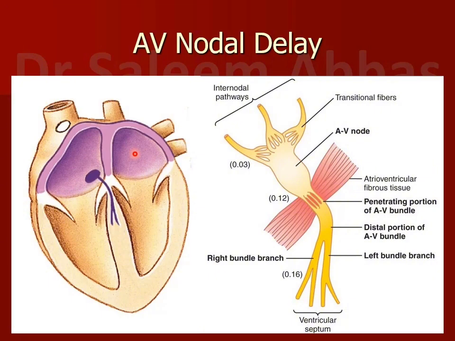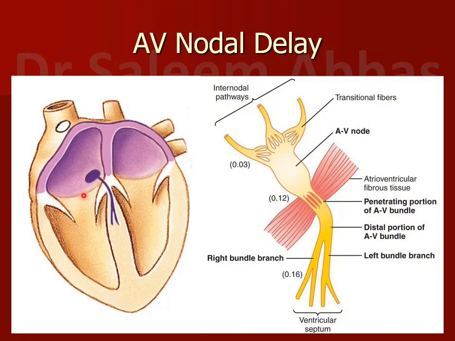But you must remember at this point that the atrial muscle fibers are not directly connected with the ventricular muscle fibers. Why? Because they are insulated. The atrial muscle fibers are insulated from the ventricular muscle fibers because there are valves present between the atria and the ventricles.